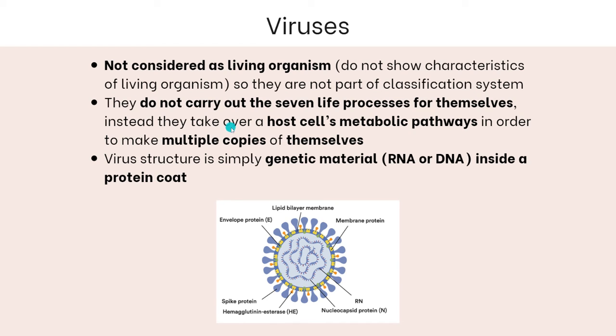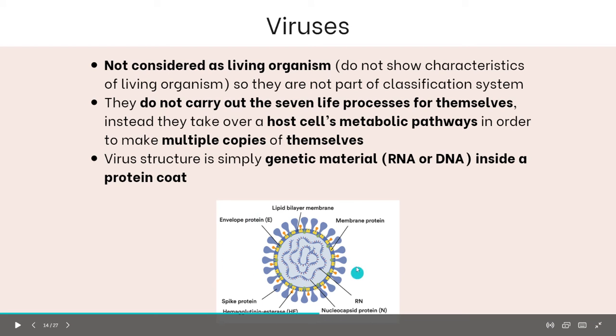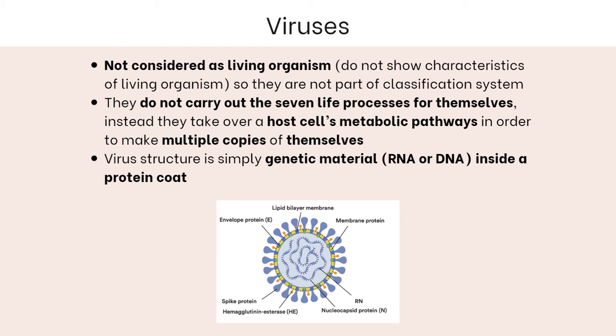So what do they really do? How do they even survive? Basically, they take over host cells' metabolic pathways in order to make multiple copies of themselves. We are not supposed to say reproduce because they're not a living organism. They just make multiple copies of themselves. And virus structure is simply genetic material, RNA or DNA, inside a protein coat. You can see all this blue stuff, they are basically proteins, and the yellowish things are membrane proteins. They only allow certain things to go inside them.